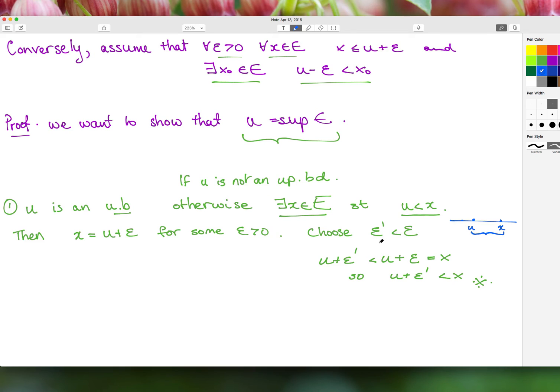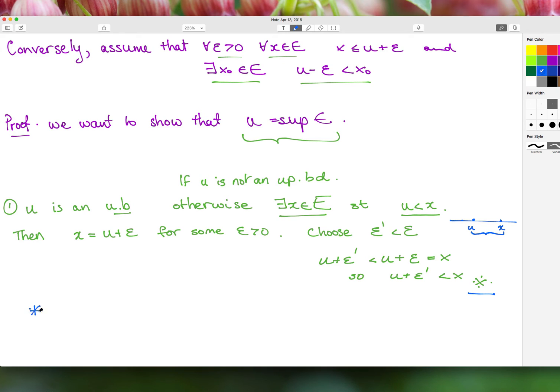Once I've got that, then I'm going to choose an epsilon dashed that's smaller than epsilon. So that means U plus epsilon dashed is strictly smaller than U plus epsilon, and U plus epsilon is equal to x. So if I write that again, that says U plus epsilon dashed is less than x. But that's a contradiction because we assumed up the top that for all epsilon greater than 0, x is less than or equal to U plus epsilon. So assuming that U is not an upper bound leads directly to a contradiction.